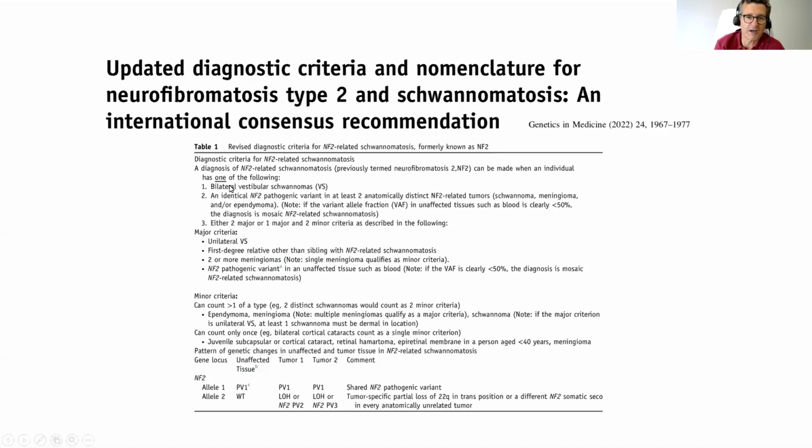NF2-related schwannomatosis is defined by bilateral vestibular schwannoma or criteria, 2 major or 1 major and 2 minor, and you have all the criteria. So it's based on unilateral vestibular schwannoma with associated tumor. It's very rare to have an NF2 patient without vestibular schwannoma, and there is a molecular definition of NF2 with 2 identical NF2 mutations in 2 different tumors.